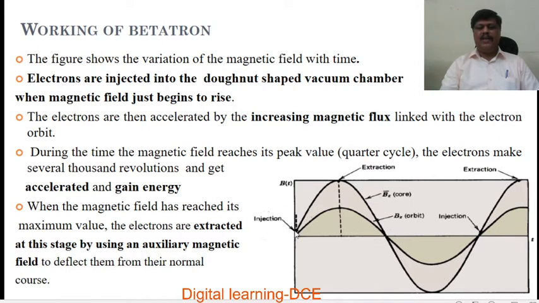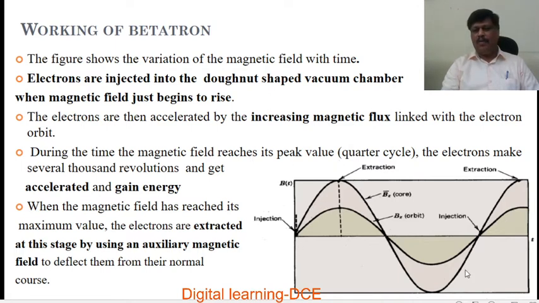As the magnetic field increases, the electrons are accelerated by the increasing magnetic flux linked with the electron orbit. During this time, the magnetic field reaches its peak value, that is, a quarter of a cycle.